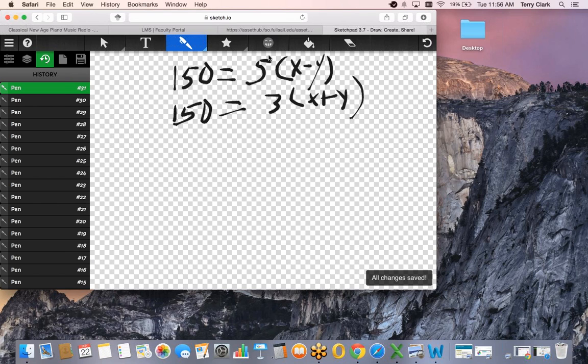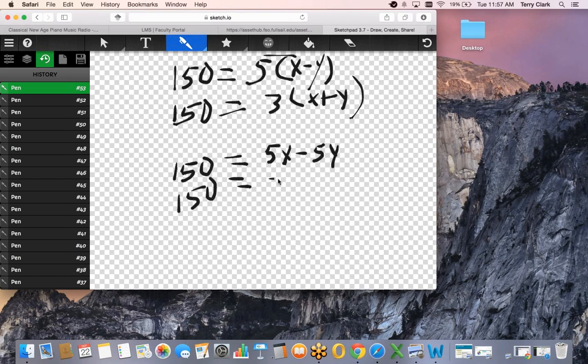Okay, so we'll distribute here, and that's going to give us a brand new equation, what we call an equivalent equation. They're equivalent when you come up with the same answers for them. 5x minus 5y. And then we'll distribute on the other one. 3x plus 3y.